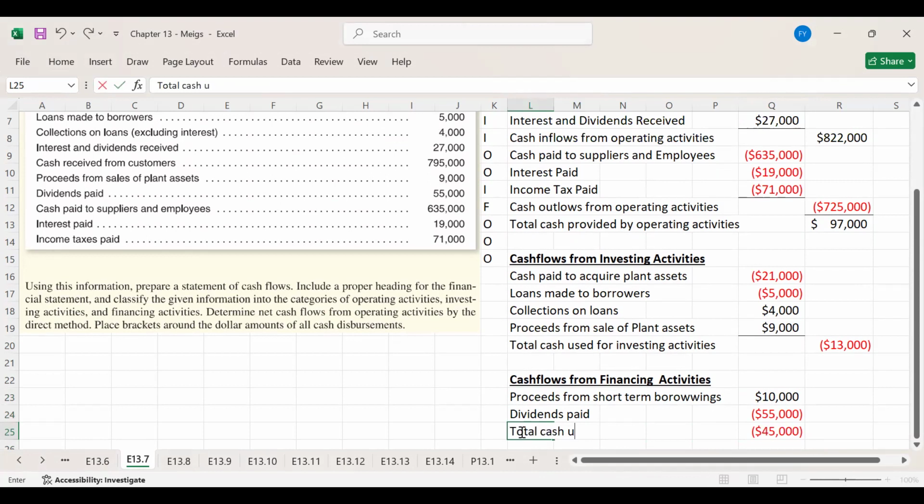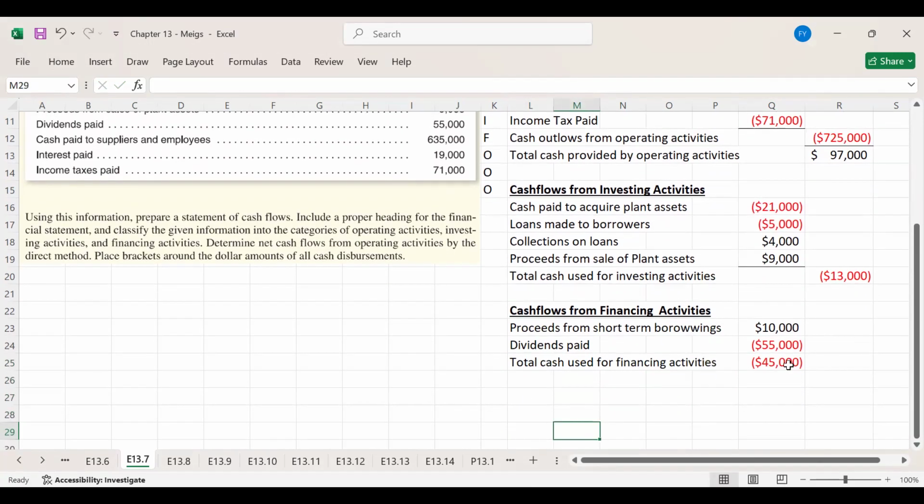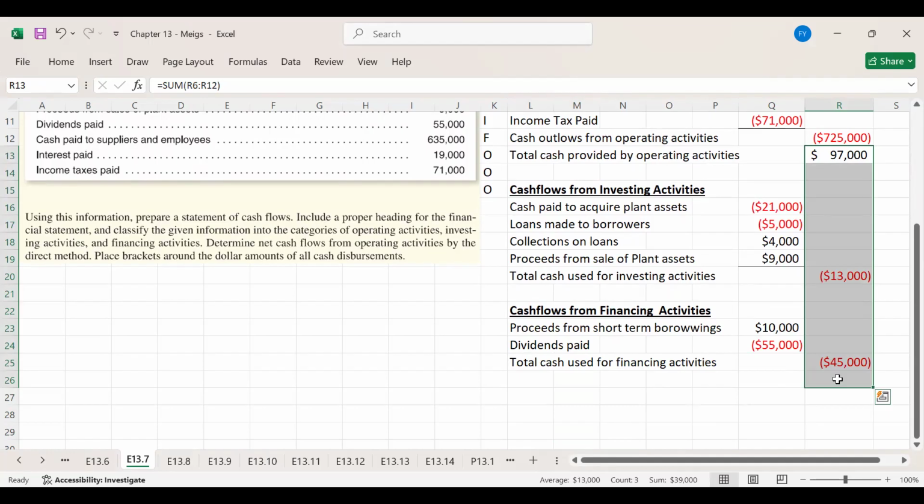So total cash used for financing activities, we are going to represent it in the outside column, and the total cash used or provided by during the year. So we have 97,000 from operating activities. Then we have used 13,000 in investing activities, so we deduct $13,000, and then again we use $45,000 in financing activities. So your total cash is 39,000, which is the net increase, because you can see this amount is positive.